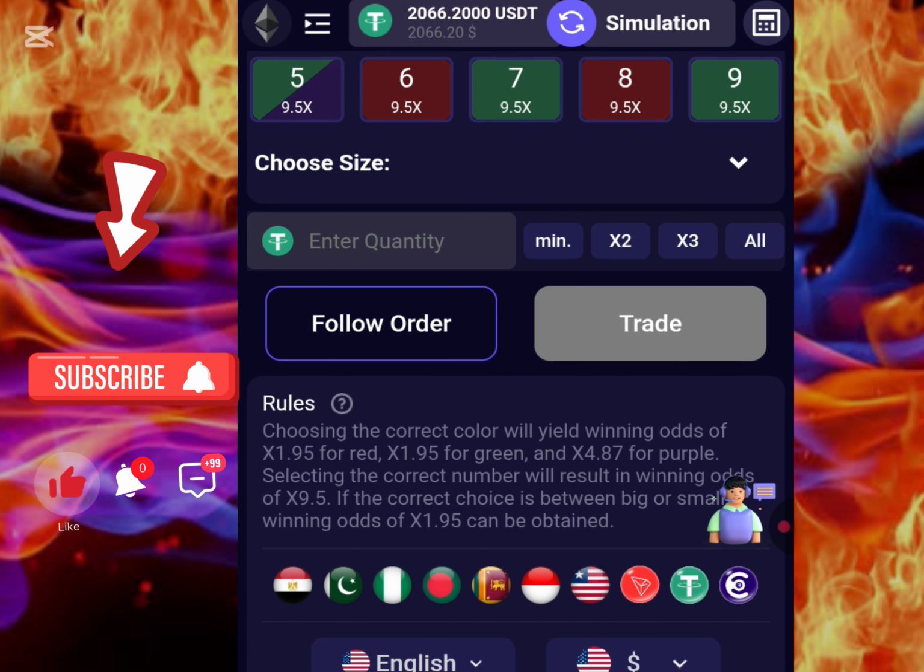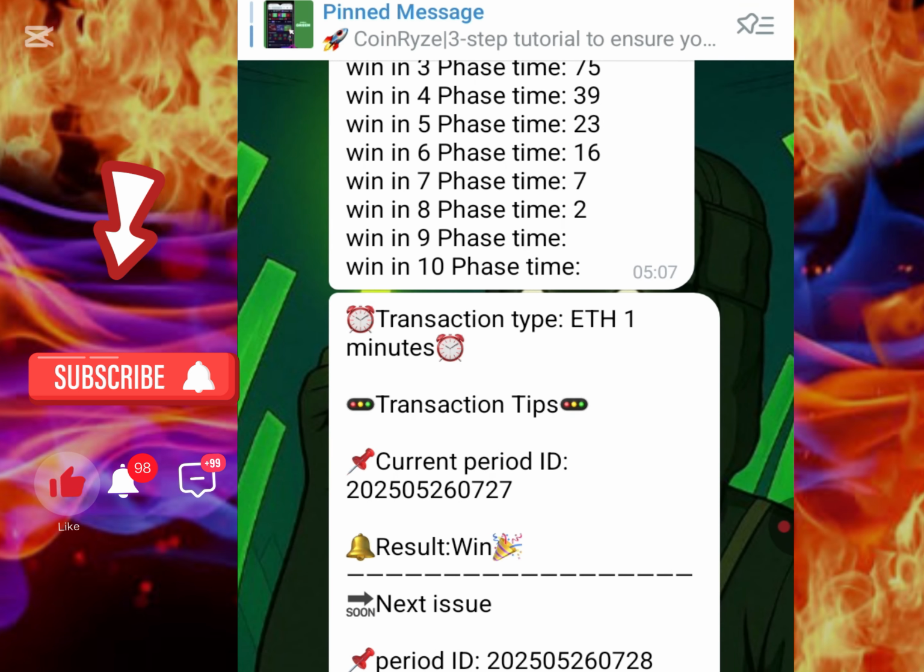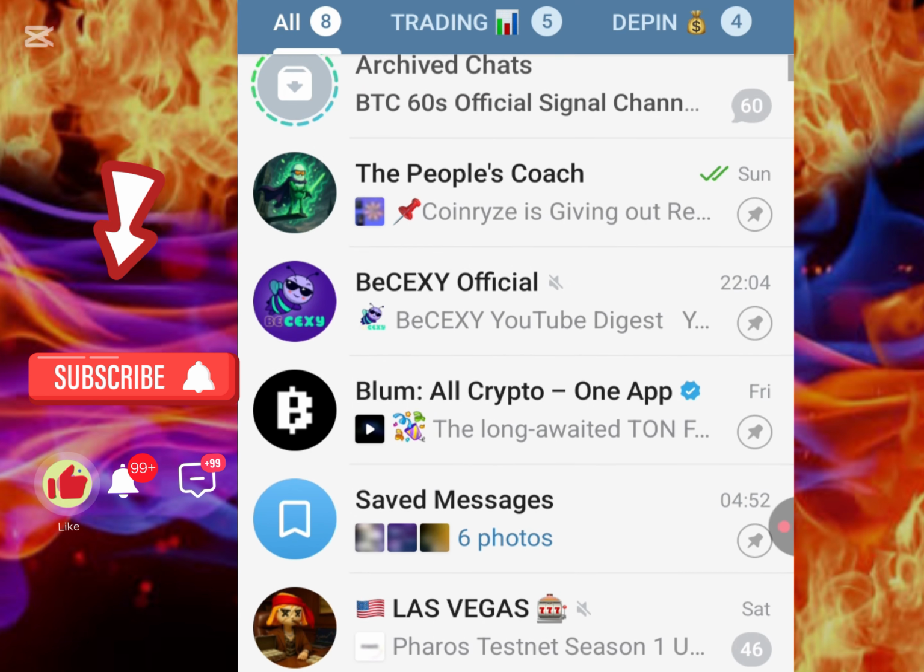What this x2, x3 means is that it's a multiplier factor when you lose your first entry trade. Now if you want to trade here, you are going to be making use of a trading calculator. So let me go down to the trading calculator.